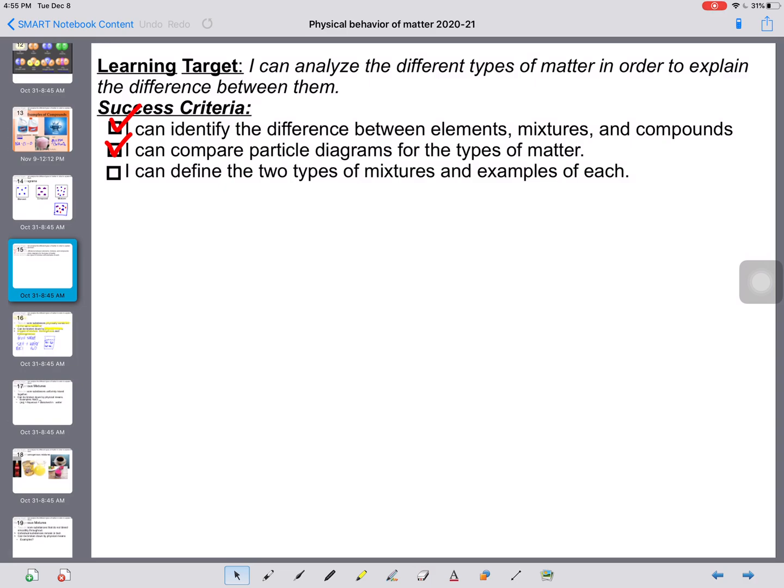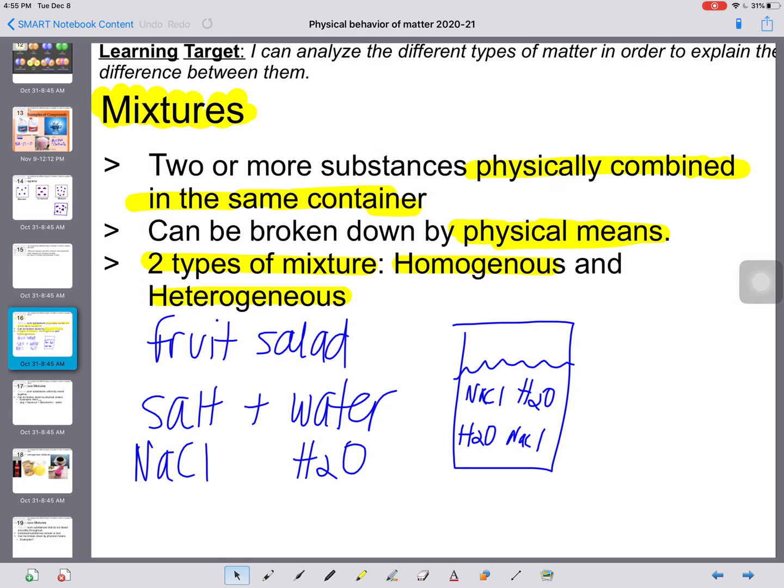So today we're going to practice classifying the two different types of mixtures as either a heterogeneous mixture or something called a homogeneous mixture. So just to review, a mixture is two or more substances that are physically combined in the same container. They can be broken down by physical means. And there are two types of mixtures, something called a homogeneous mixture and a heterogeneous mixture.